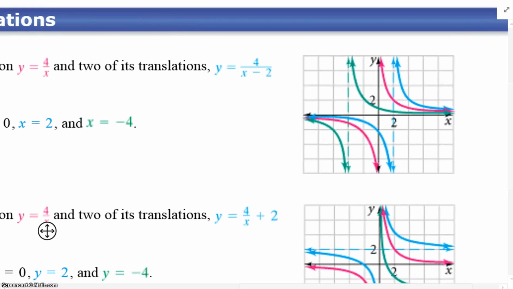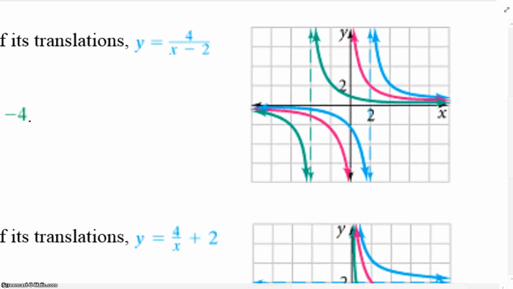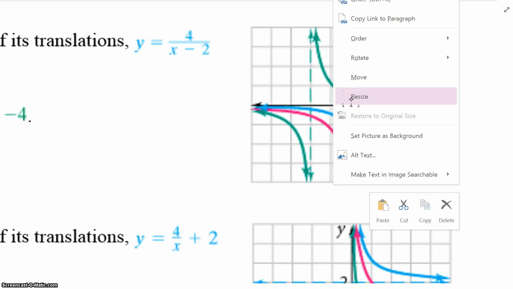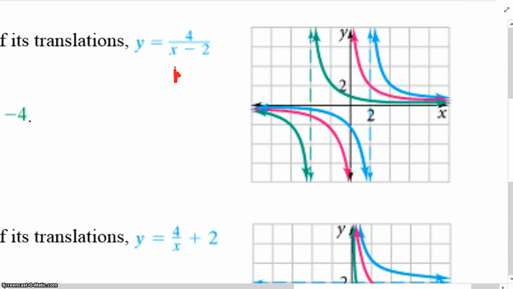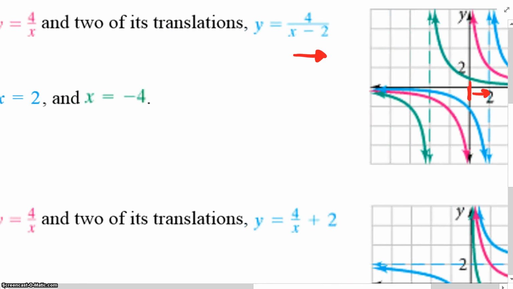And the two translations, the one in blue is y equals 4 over x minus 2. So what do you notice that did? It shifted our graph to the right 2 units, just like our h value did before. So it was on the horizontal or the vertical axis, and now it moved over 2 units. All right, let's look at the next one.